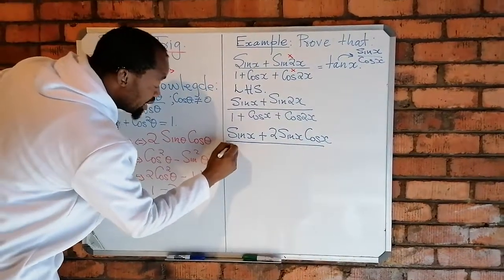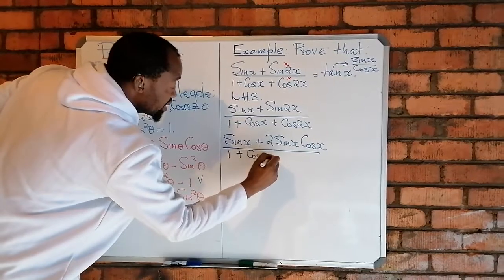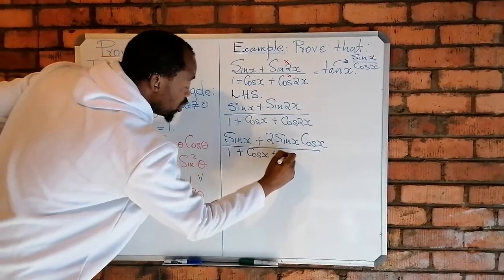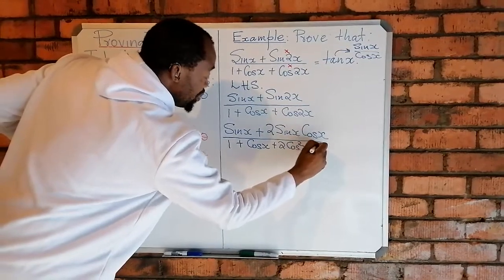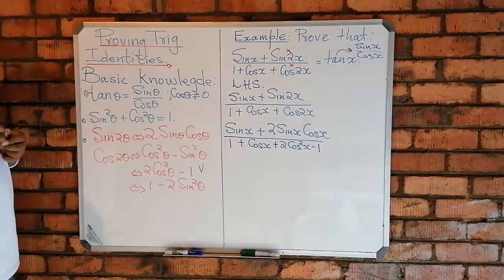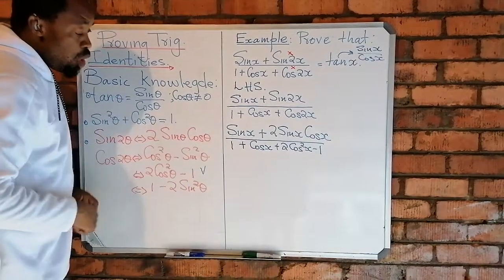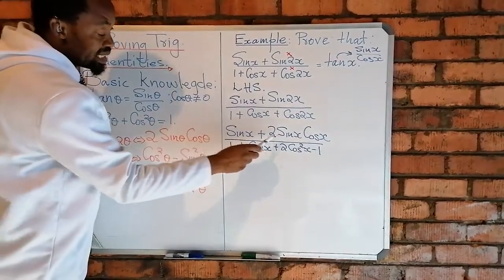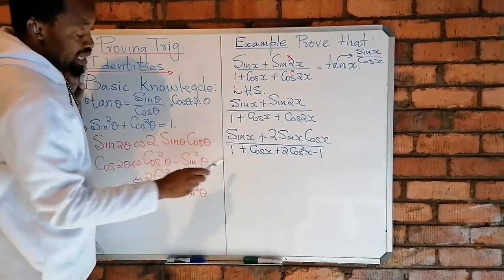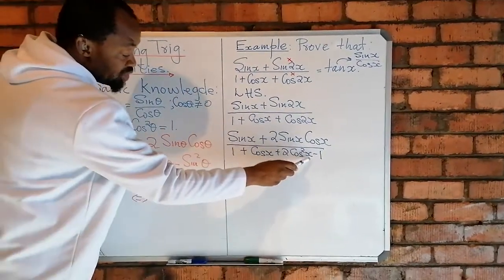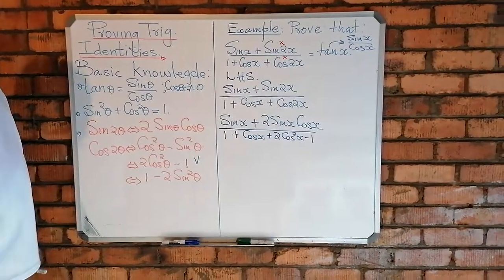Now, let's write it down. 1 plus cos x plus 2 cos squared x minus 1. Now, I have expressed all angles in terms of x. You can see that is x, you can see that is x. Now from this, what do I do?